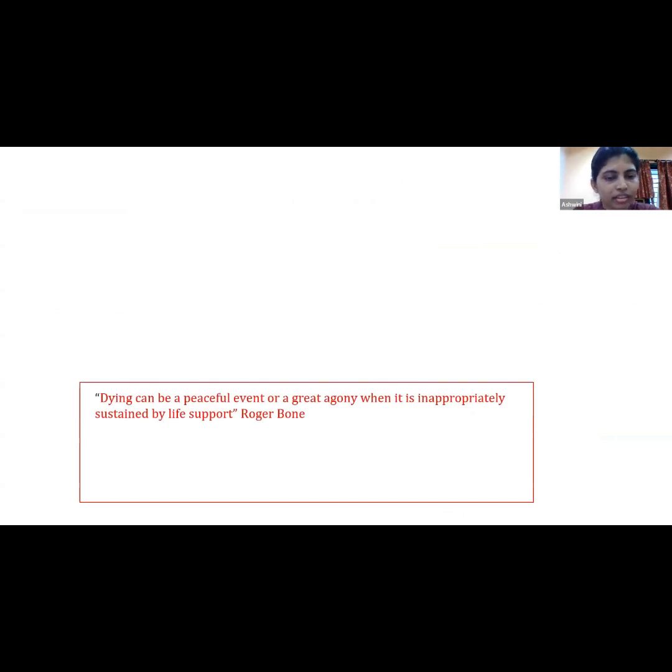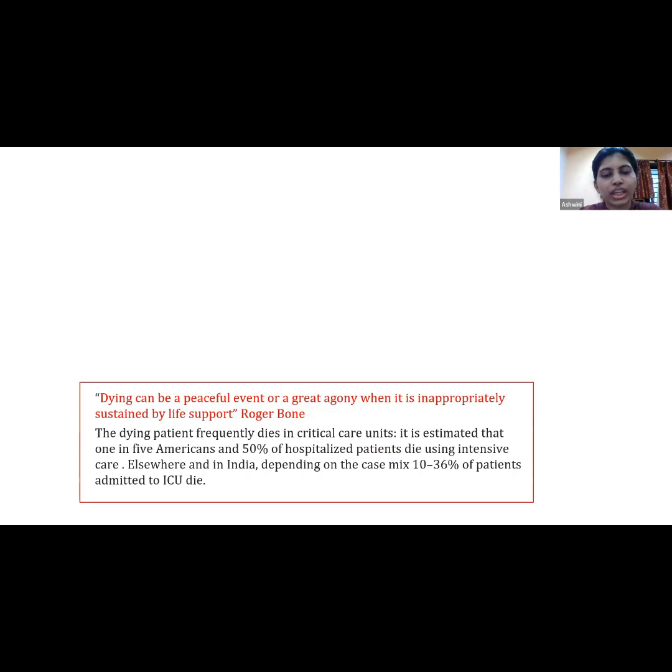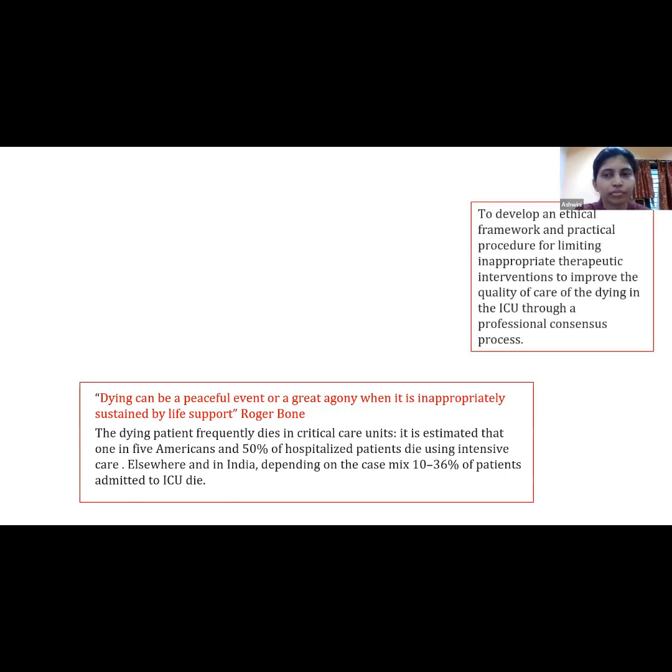So dying, as Roger Bone said, can be a peaceful event or a great agony when it is inappropriately sustained by life support. So the dying patient frequently dies in critical care units. It is estimated that 1 in 5 Americans and 50% of the hospitalized patients die using intensive care. Elsewhere and in India, depending on the case mix that we see, 10 to 36% of the patients admitted to ICU die.